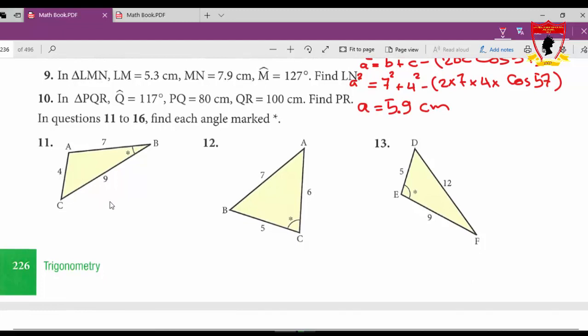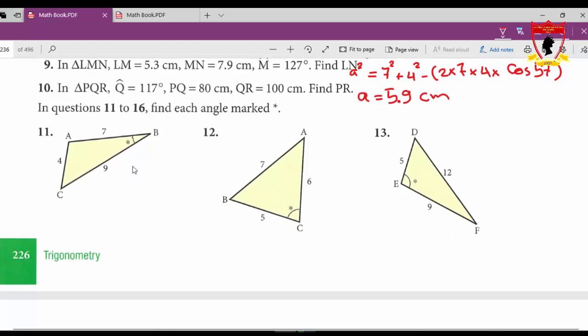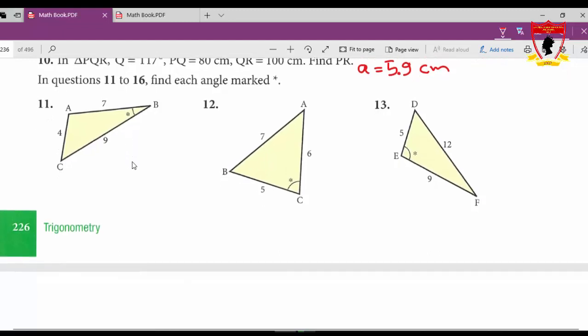Now question 11, as you see, all the three sides are given. We need to find angle B. Then this time we need to use the other version of cosine rule.